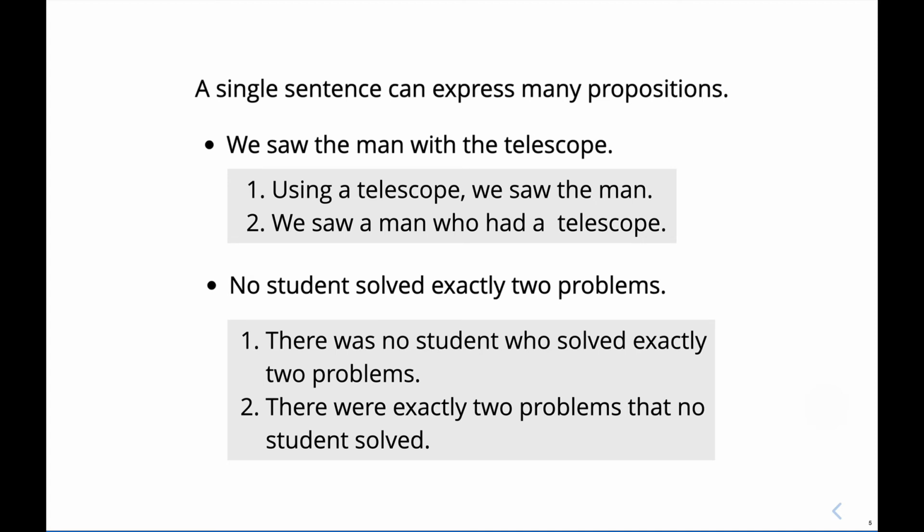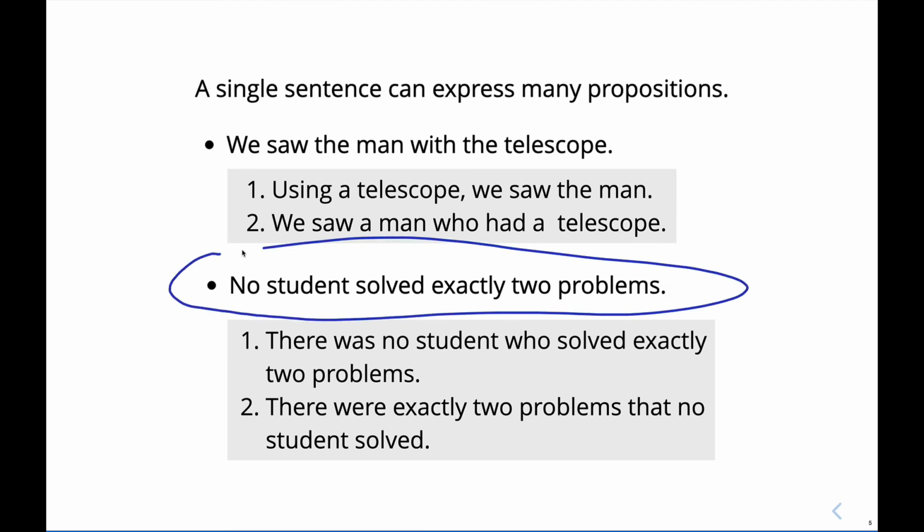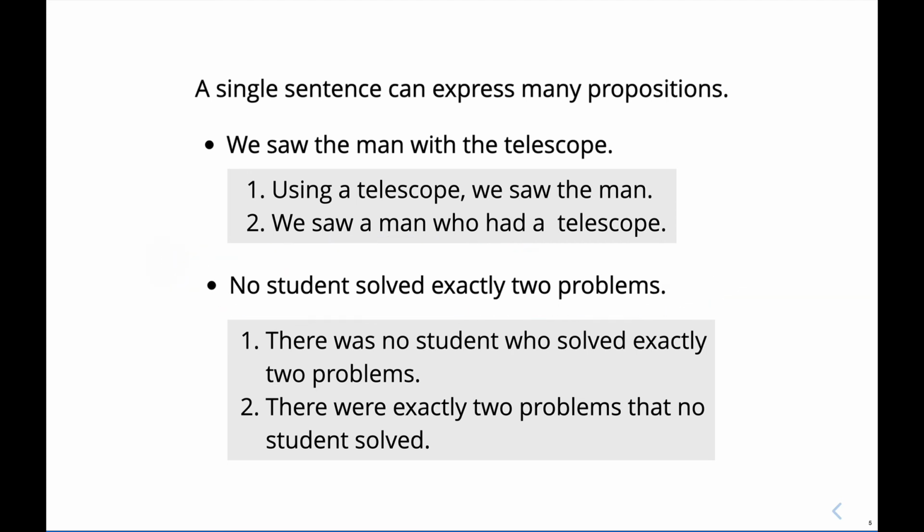It could also mean that there were exactly two problems that no student solved. So there are two very, very difficult problems, and none of the students were able to solve those two problems. So again, here we have an example of a single sentence, no student solved exactly two problems, that is ambiguous. It could express either this first proposition or it could express this second proposition.